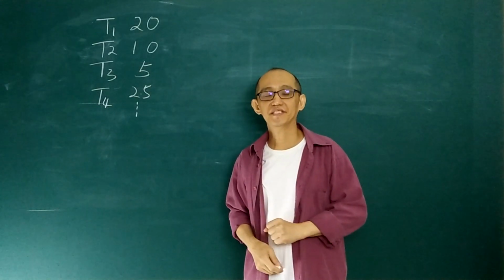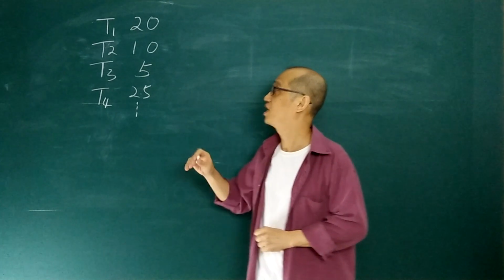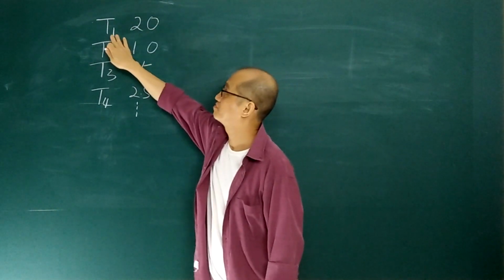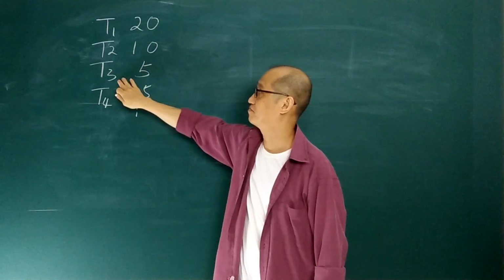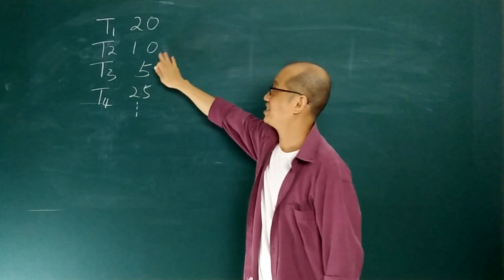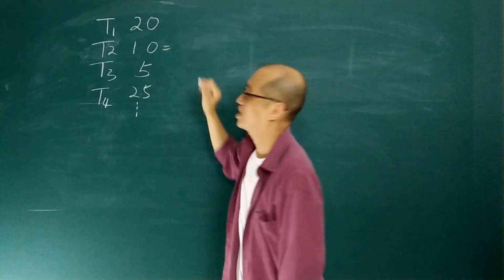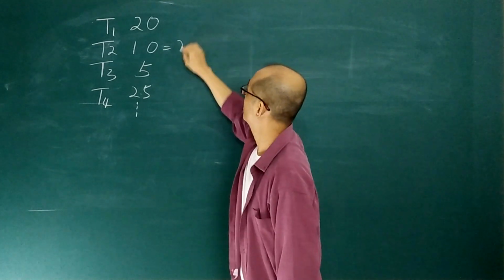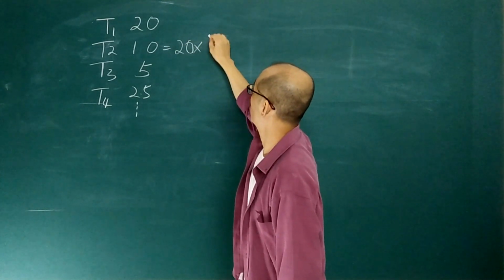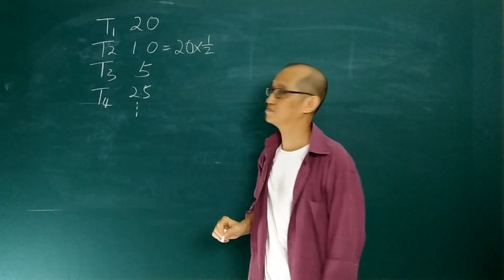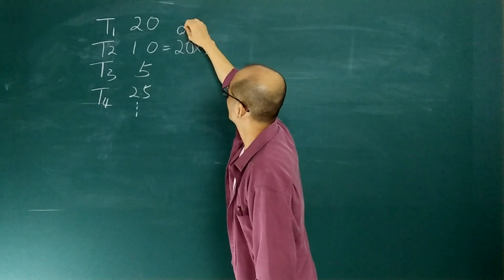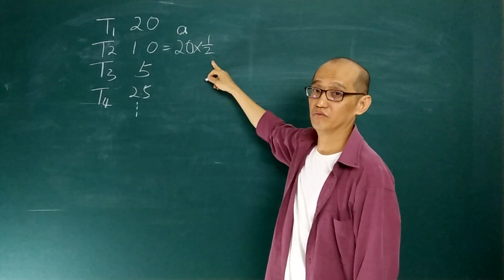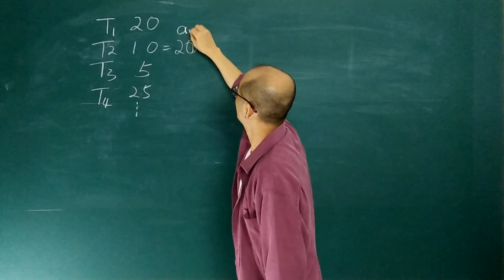Now let's look back at the progression. 20 is the first term, 10 the second term, 5 the third term. We get 10 by multiplying 20 by 1 over 2. 20 is the first term, A. 1 over 2, the common ratio, is R.